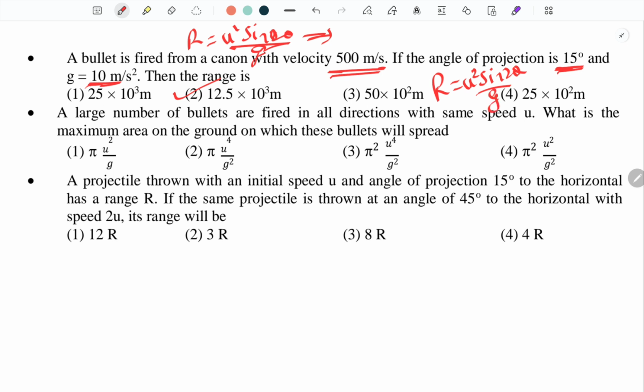Let us go to the next question. A large number of bullets are fired in all directions with the same speed u. What is the maximum area on the ground on which these bullets will spread? Okay, large number of bullets are fired in all directions with same speed u.